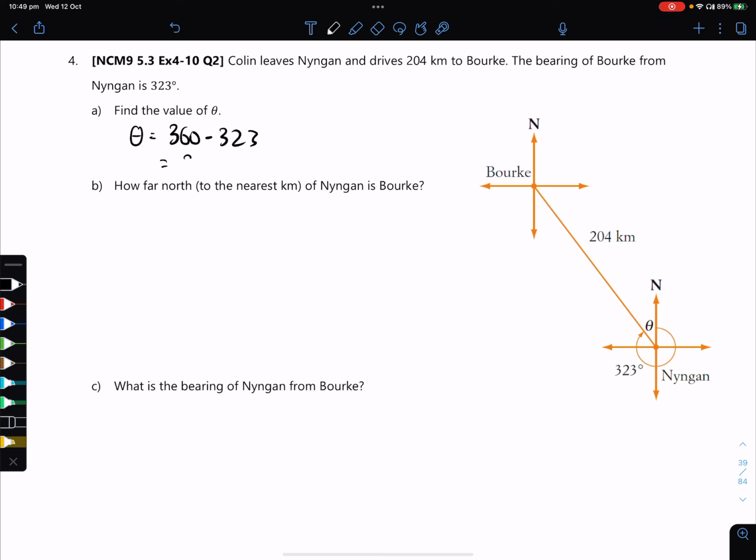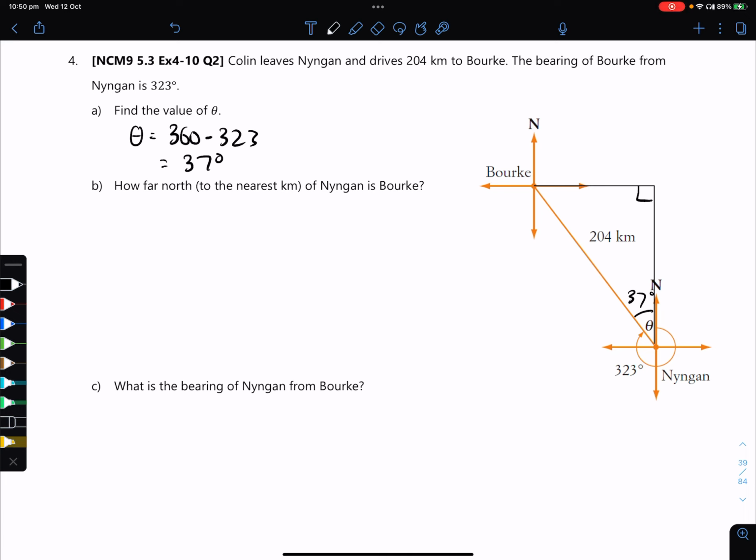That will return us with exactly 37 degrees. Right, so how far north is the nearest kilometer of Ningen is Burke? So what we do is from Ningen, we're going to construct a right angle triangle by going upwards this way and going left this way until we reach Burke. Right? So once we're done with that, we need to find what this distance is.